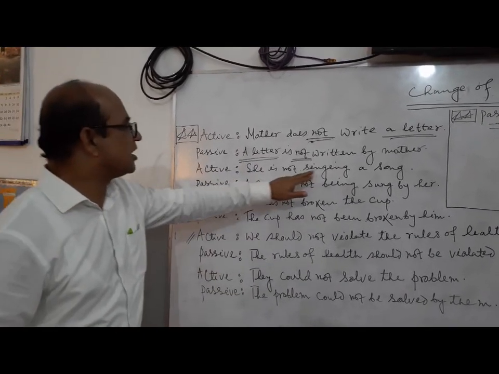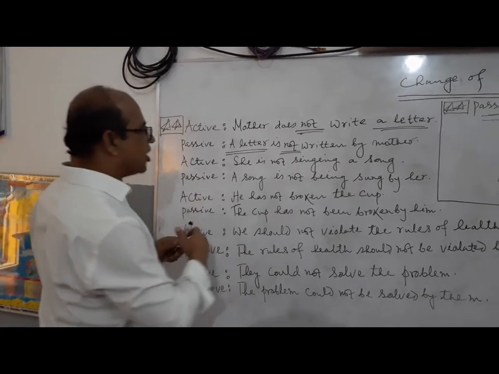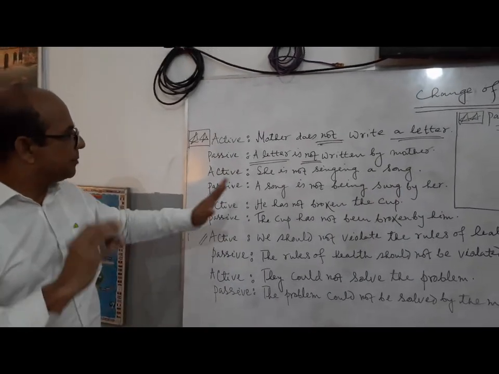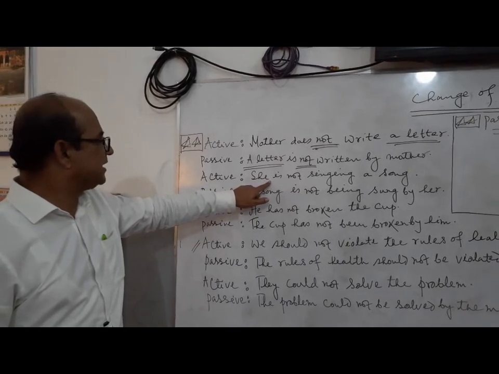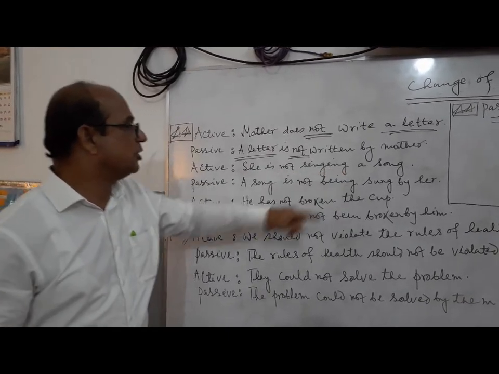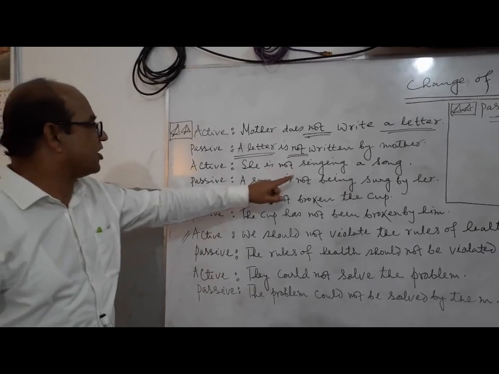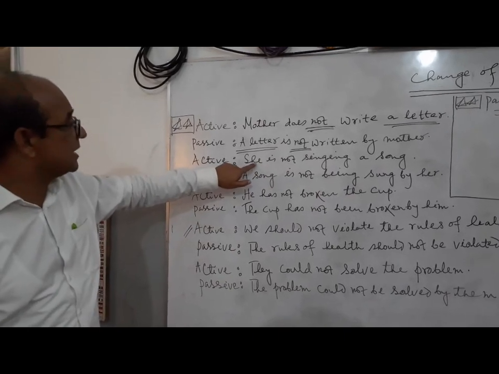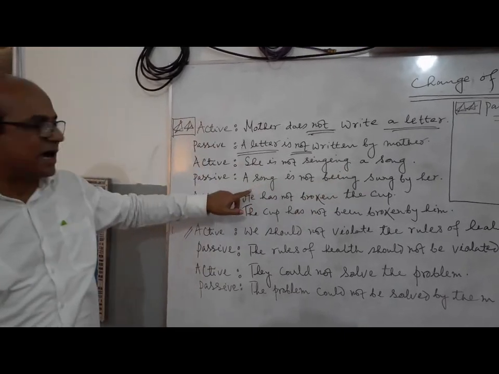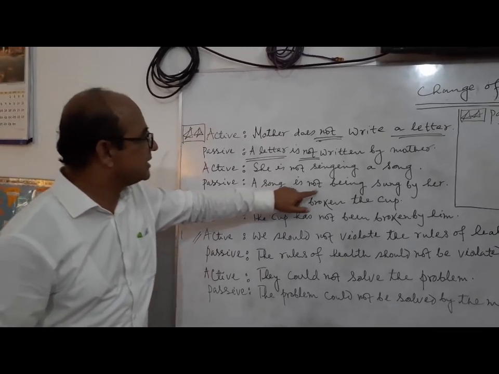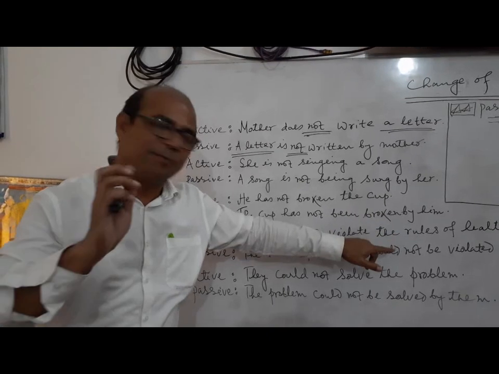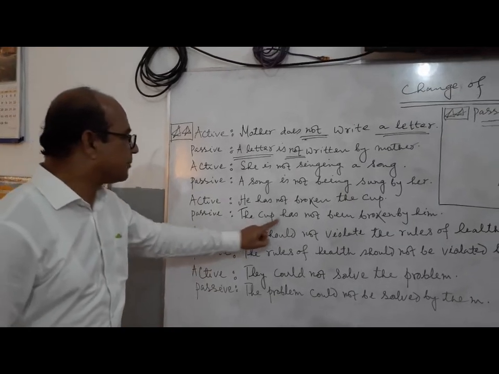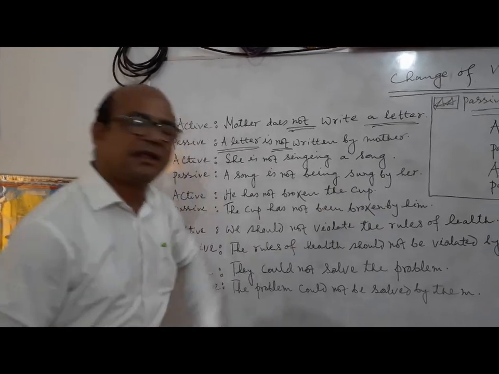Next one, she is not singing a song. A song is not being sung by her. In affirmative mode, if it was written, she is singing a song, we would write a song is being sung by her. But here it is given as she is not singing a song. That's why I have written a song is not being sung by her. Okay? Next one. He has not broken the cup. The cup has not been broken by him.